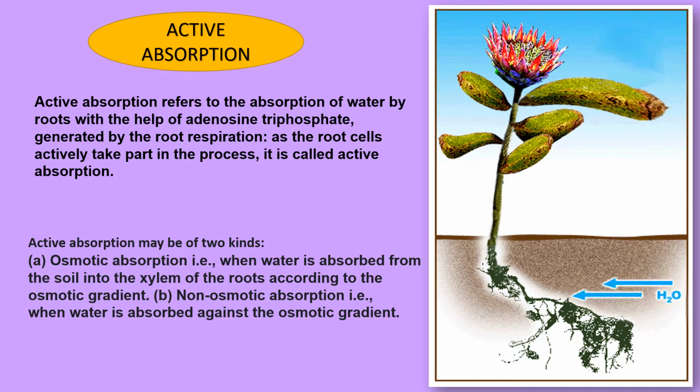Now you can see in the diagram the pathway of active absorption has been shown by an arrow. That means water is being absorbed in case of plants by root, and through stem it is coming to the leaves, and then by the process of guttation, or you can say transpiration, it will go out from the plant body. So this is the whole process of active absorption.